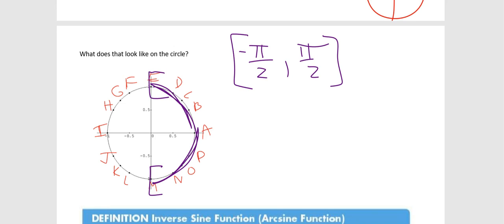So we're going to start answering some questions in the next part of the video that are asking you specific questions about sine inverse, and there will be only one answer because we just made it into a function.